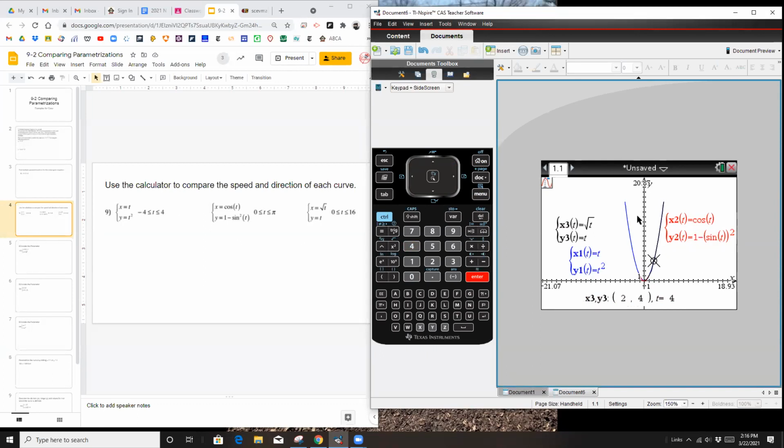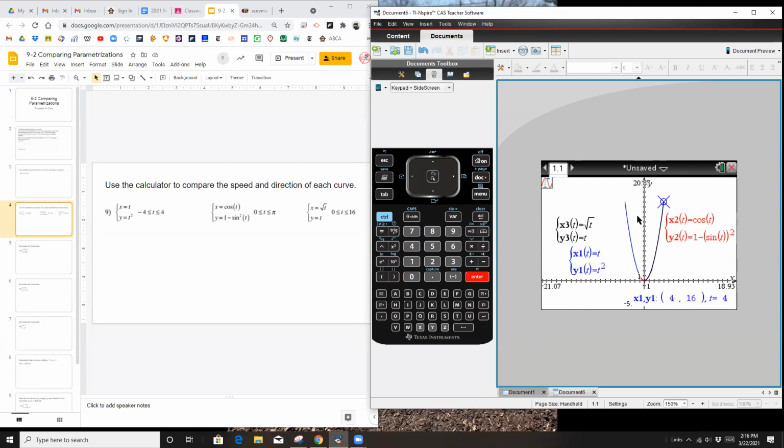So I would say that the black graph has a higher speed because it covers more distance along the graph in a shorter amount of time. If you were racing someone and you both ran the same distance, the person who did it in a shorter amount of time would be considered faster. So the black graph covers this distance in 4 seconds. In 4 seconds, the blue graph covers a longer distance.